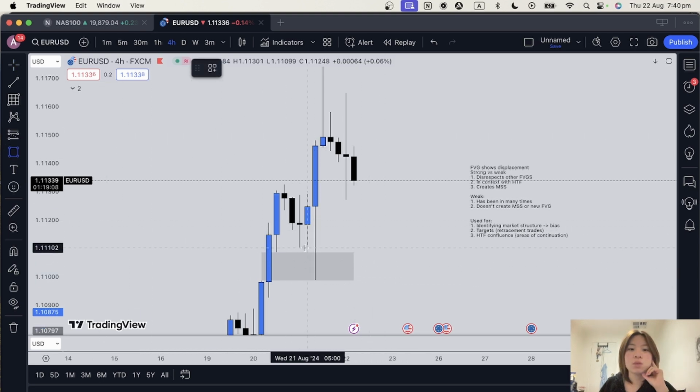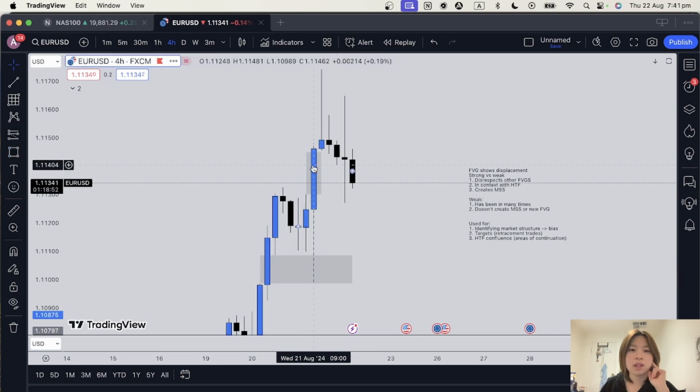A bullish one is right here, you can see an example. It's when 3 candles are like this, and the second one has a space where the wicks of the first candle and the third candle do not overlap at all. So right here is this imbalance area, this is the fair value gap. This is a bullish fair value gap.